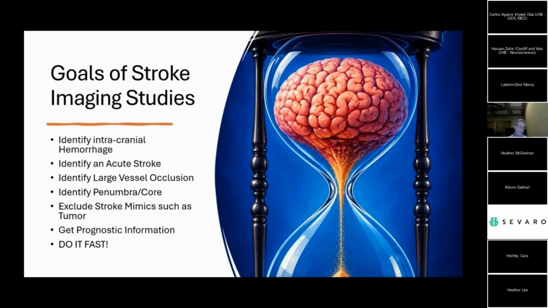exclude stroke mimics such as tumor. And I think you should get prognostic information. I'll tell you that's a little bit controversial. The CT perfusion study is actually showing the brain at a snapshot in time while the patient's on the table. Having said that, I think, and hopefully I will convince you, that you can actually determine how the patient might perform should you happen to restore blood flow to the brain. And of course, you want to get the information out very fast.